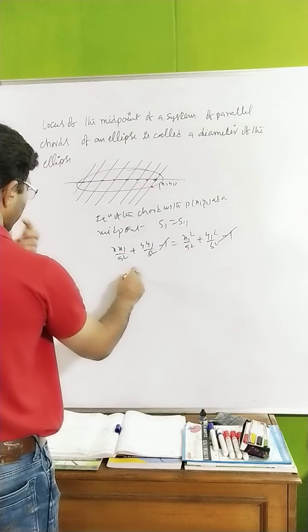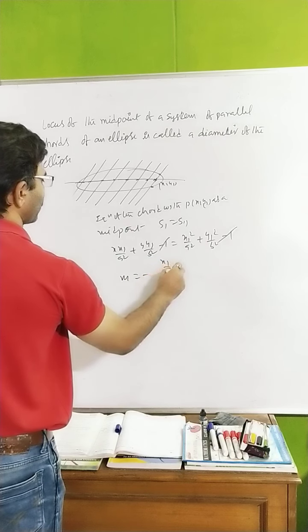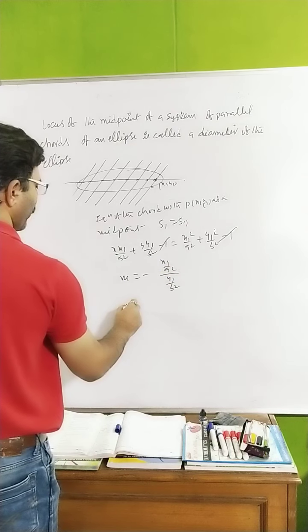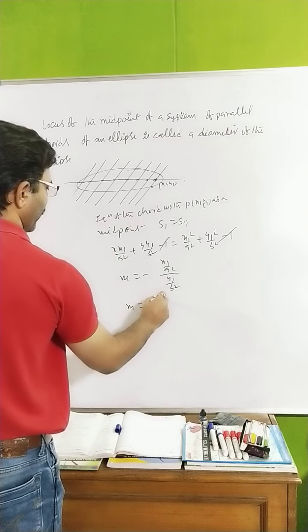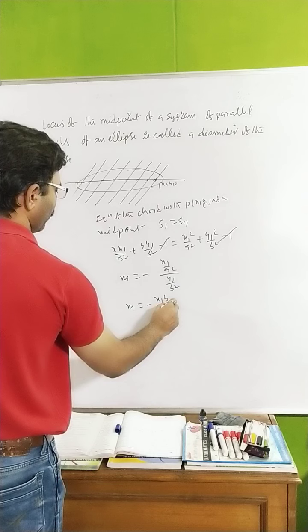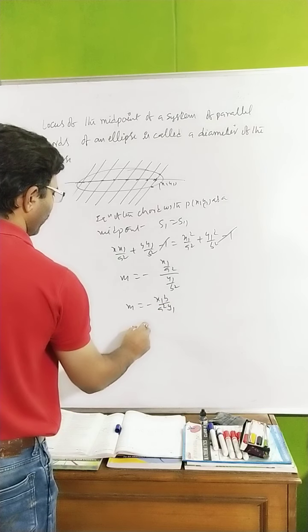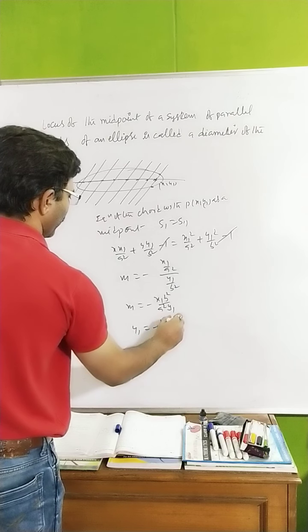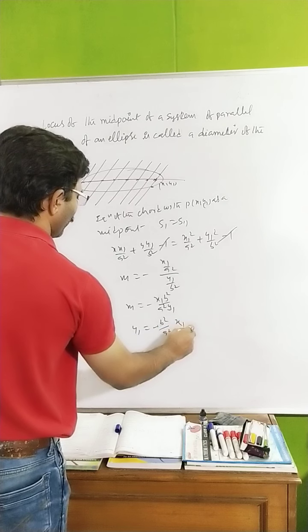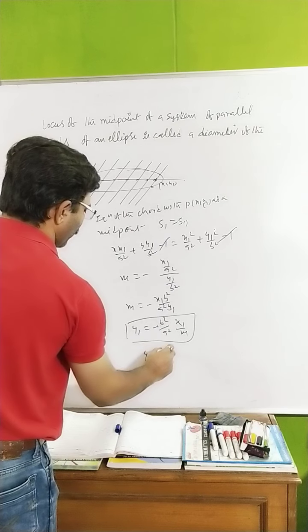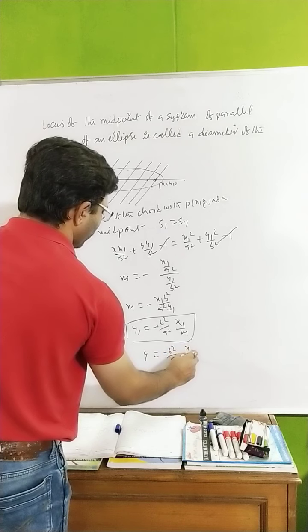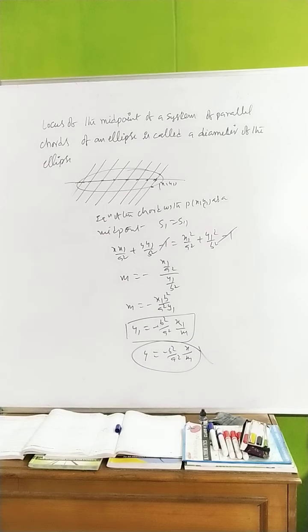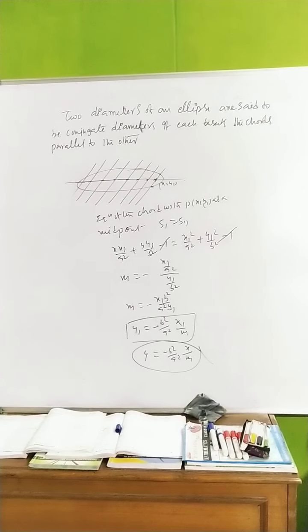Now what is the slope of this one? The slope is x1 by a square divided by y1 by b square, or you can write it as minus x1 b square by a square y1. So m is equal to minus b square by a square into x1 by y1. So the locus is y is equal to minus b square by a square into x by m. You got it, the locus is minus b square by a square x by m. This is the equation of the diameter of the ellipse.